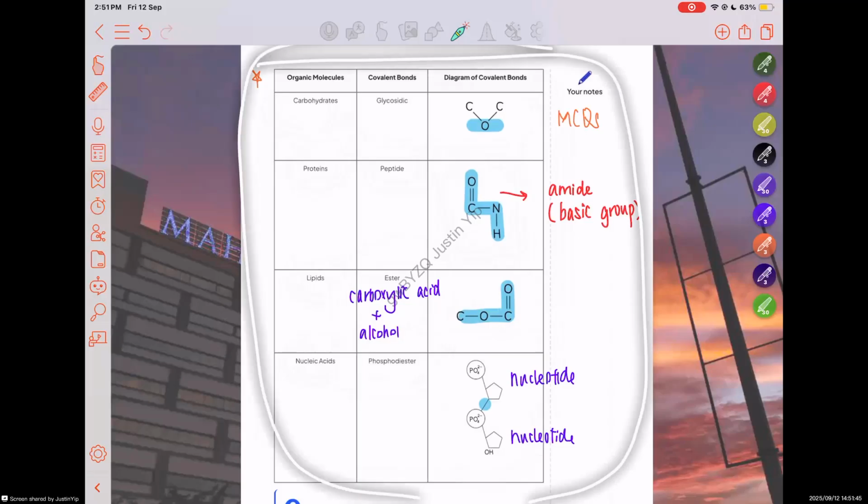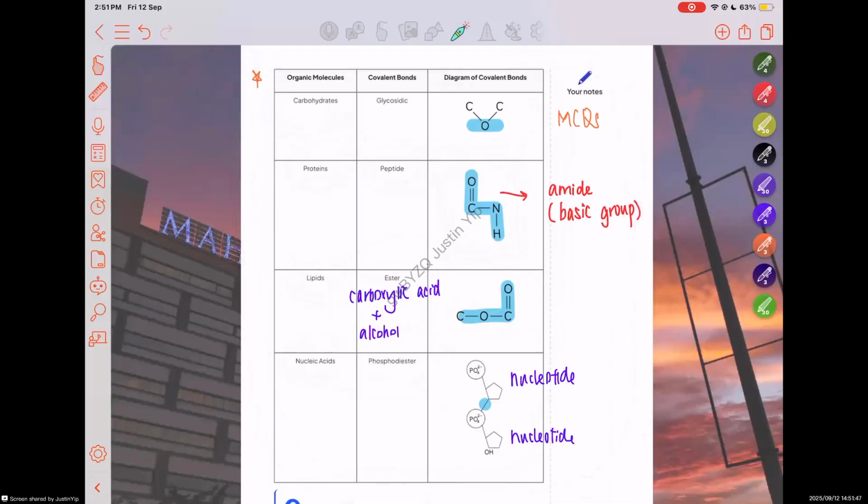You put 1 star here, because in MCQ they would like to ask this one, and many of them confuse. Or sometimes they will ask for structure, 1 mark. They say state the bond present in carbohydrate. So you need to write glycosidic bond.